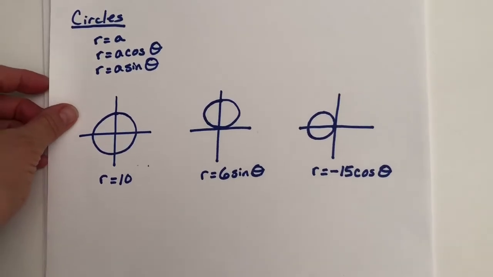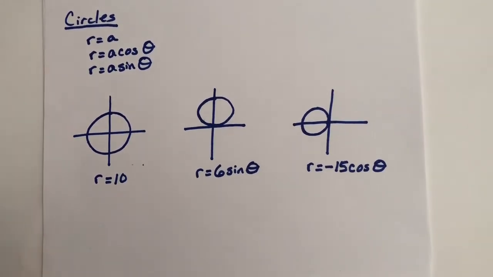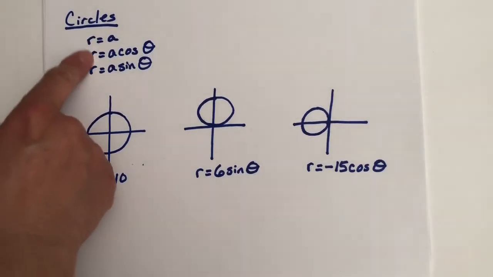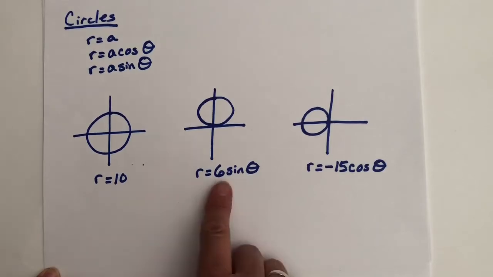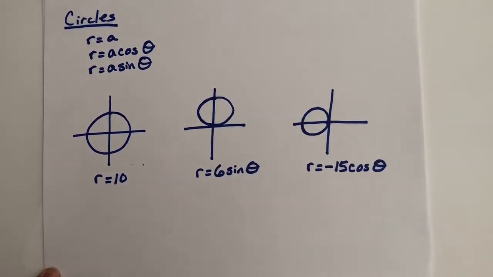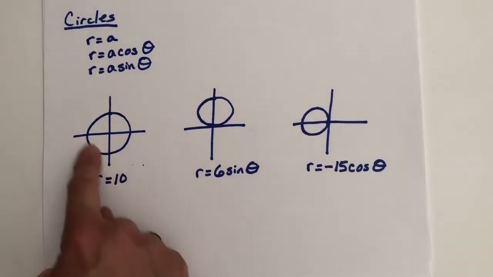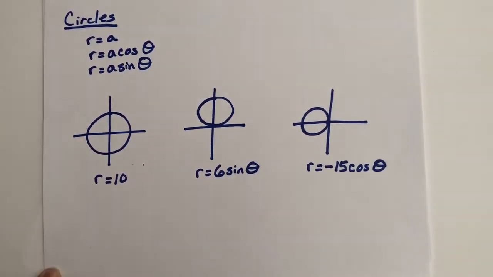Let's summarize what we've talked about with respect to polar graphs, and then we'll practice graphing a few. So let's look at circles. Here are just a few examples of the equations of circles. Here are how the equations look in general, and I have a few specific examples. When you have r equals a constant, we have a circle centered at the origin or the pole.